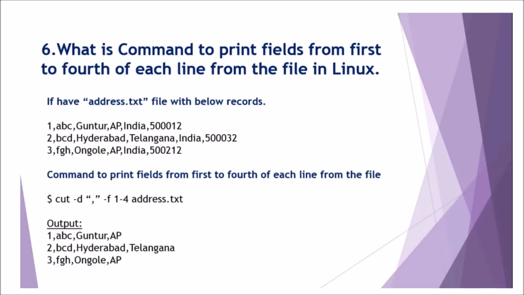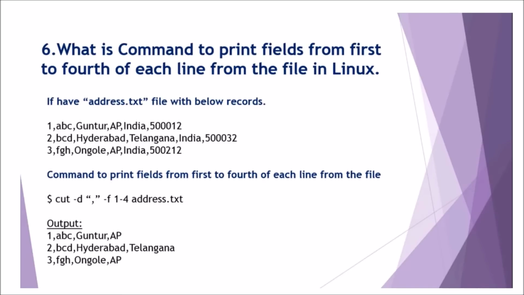That's why I have given a delimiter as comma. If it's a pipe, then we can give pipe. If we separated with colon or some other character, then we can give that one here. And next one is space, hyphen F, which is nothing but field, and next space we are giving from starting field to end field. So I just need from 1 to 4, first 4 fields, so I have given 1 to 4, and next space we have to give the file name.